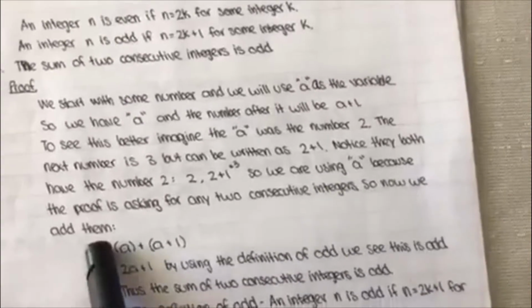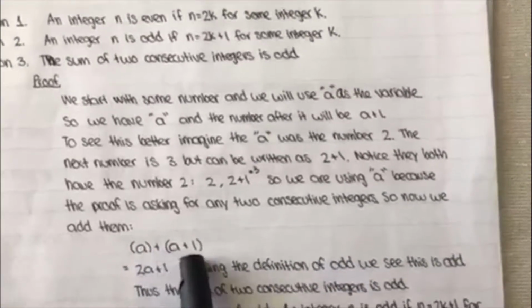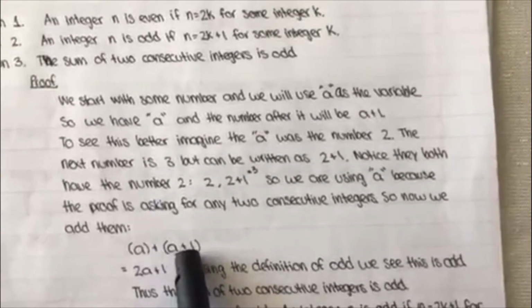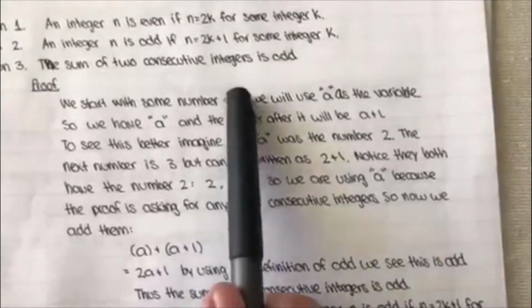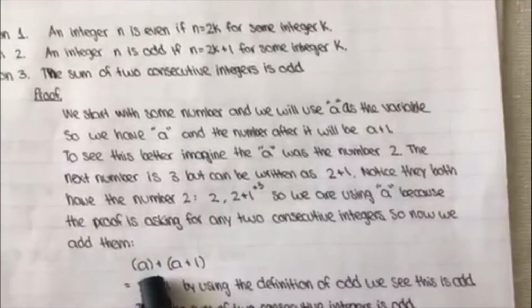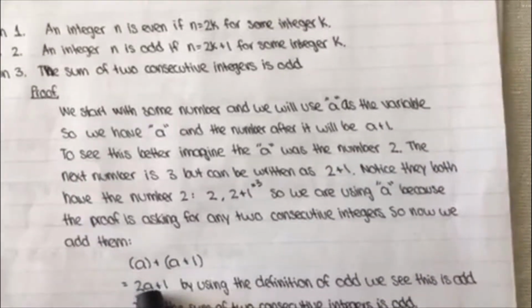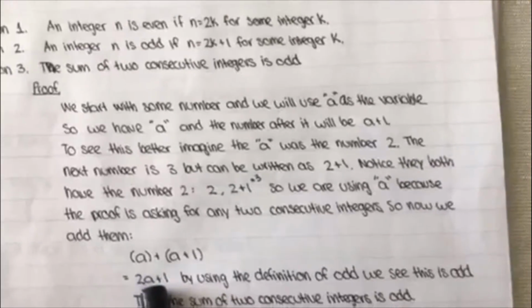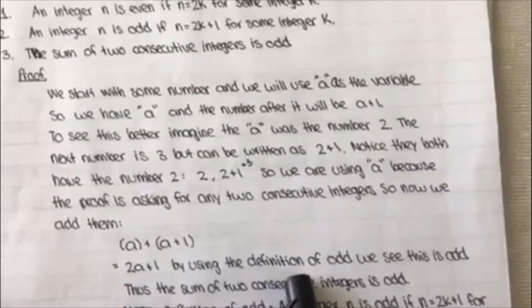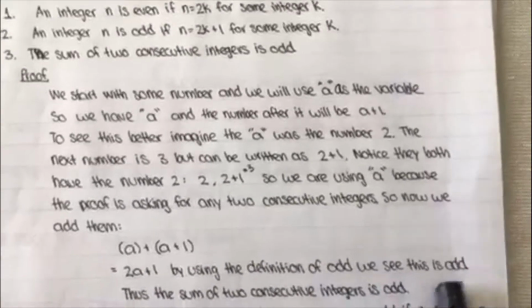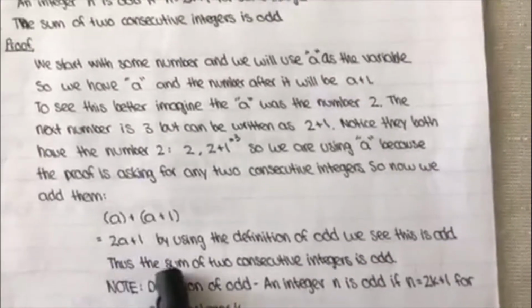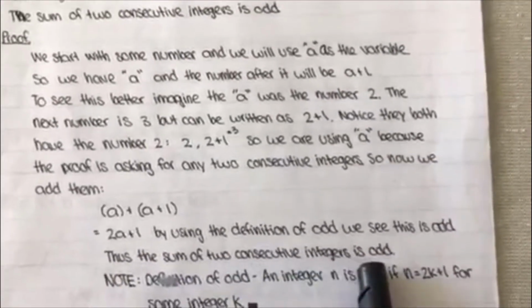So now we have to add them. So we'll do a plus a plus 1, which is the next consecutive number. In the proof, we're trying to show that the sum is odd. So a plus a plus 1 is equal to 2a plus 1. By using the definition of odd, we see this is odd. Thus, the sum of two consecutive integers is odd.